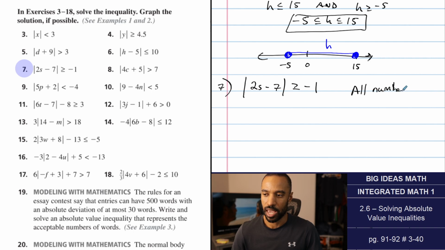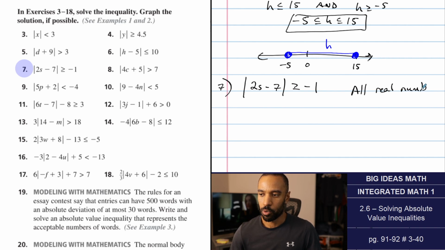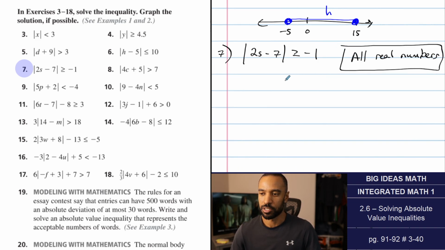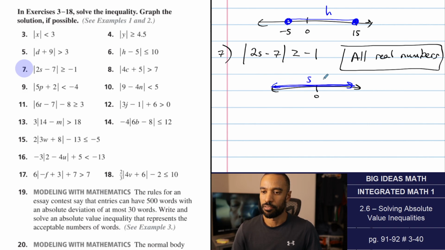This is an all real numbers case because no matter what I substitute for s, I will multiply it by 2, subtract 7, and take the absolute value of it. No matter what that number was, the absolute value of any number can only be 0 or positive. Every solution will always be greater than negative 1. Every number 0 or positive is always greater than negative 1. So my solution just looks like everything. S is everything in the world.